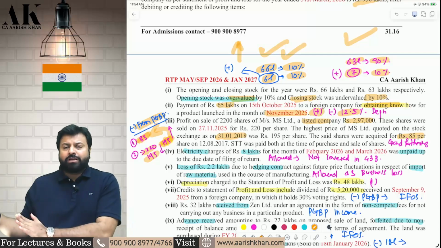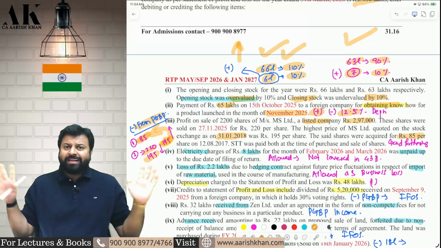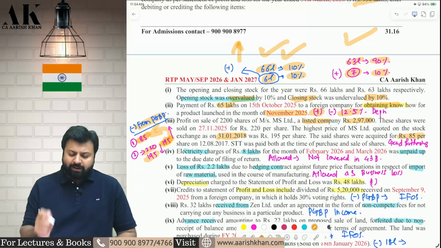You will show that under the head capital gains. On that, 1,25,000 rupees flat exemption will be available. On the remaining amount, 12.5% tax will be applicable.